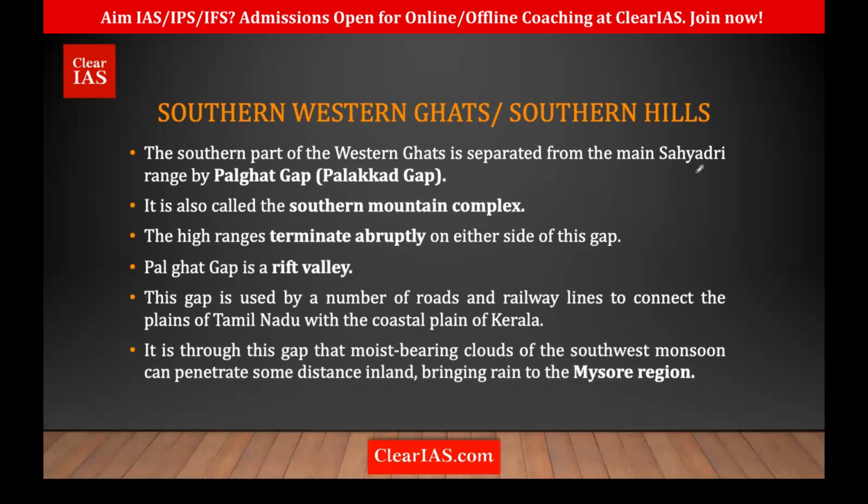And during the southwest monsoon, we know this Western Ghats acts as a big barrier. That is why we have heavy rainfall in Kerala, Karnataka, Maharashtra region. But through this Palghat Gap, what happens? The rain reaches the Coimbatore region of Tamil Nadu, and also the Mysore region. So it is through this gap the rain-bearing winds reach there.